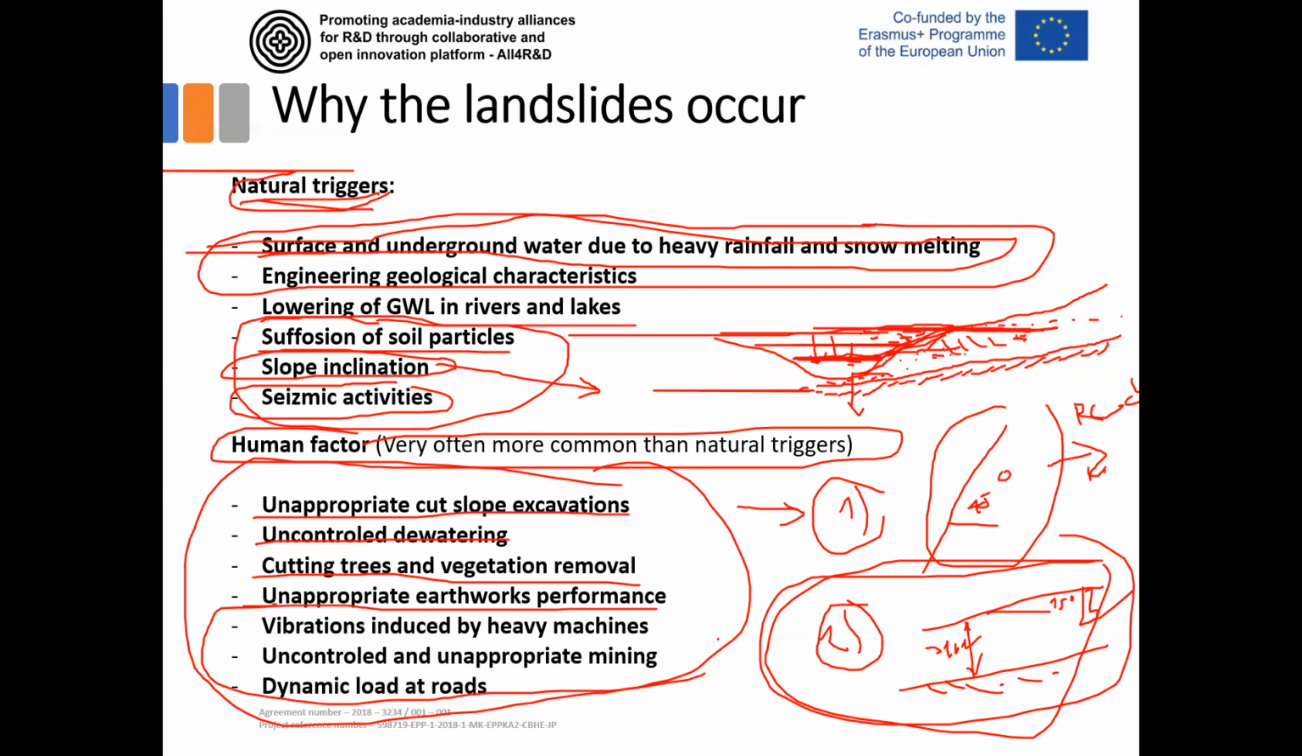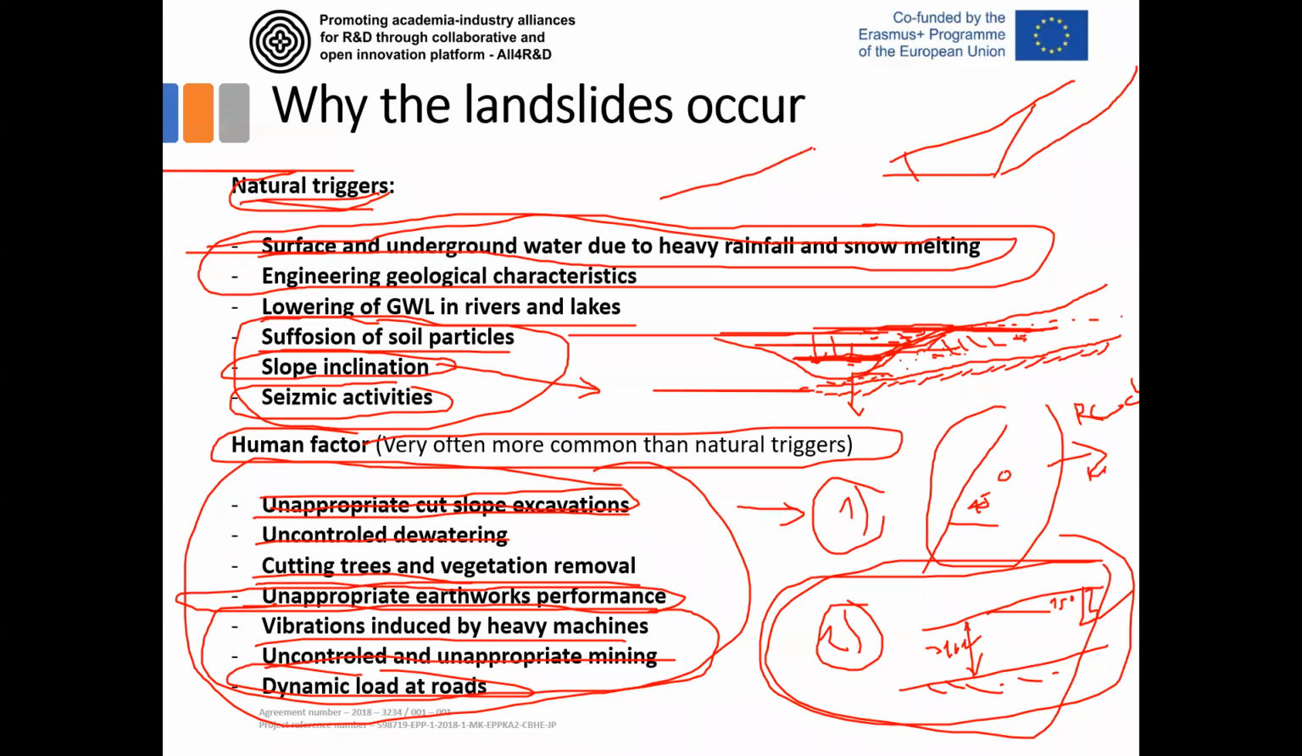Additional human factors that can increase the possibility of sliding are vibration induced by heavy machines at the slope, uncontrolled mining, or dynamic loads at the roads. But the most important human factor is often inappropriate earthworks and inappropriate cut slope excavation. That means if you have a slope like this and you do the excavation like this, of course you can cause a landslide sliding above. Or if you have a slope like this and then you bring some embankment at the top of this hill, you can of course cause this downslide.